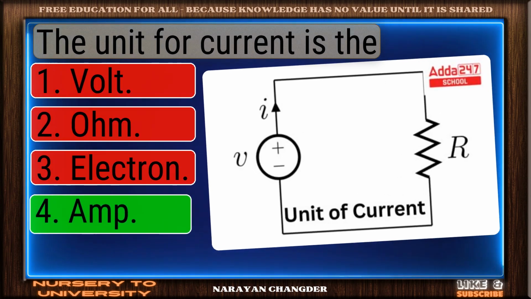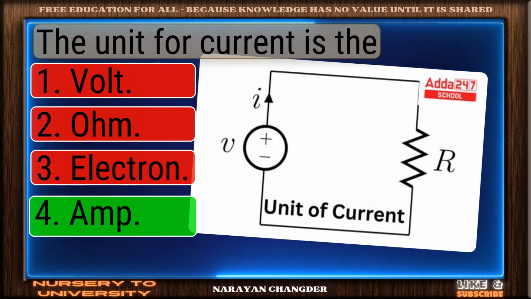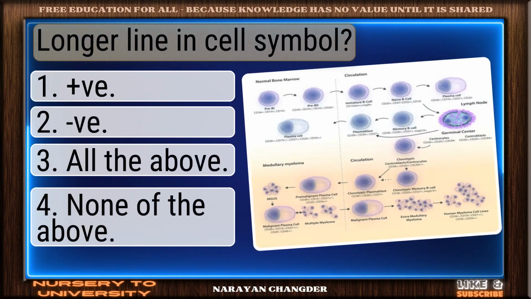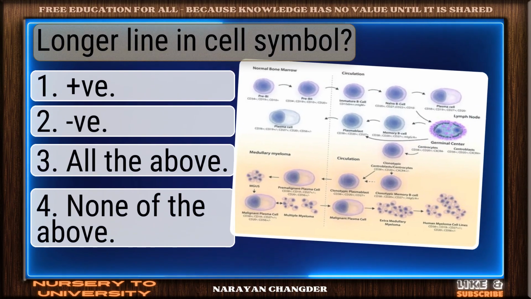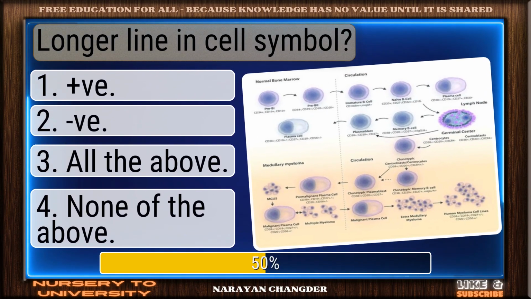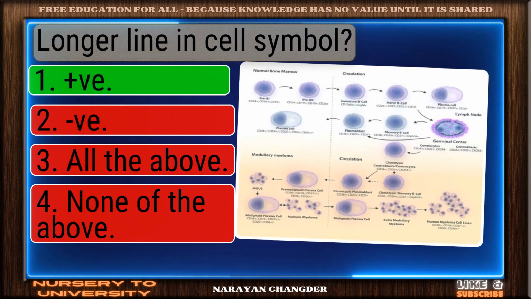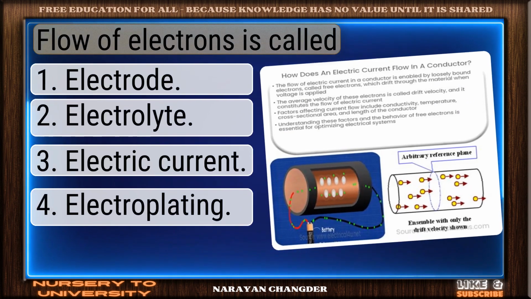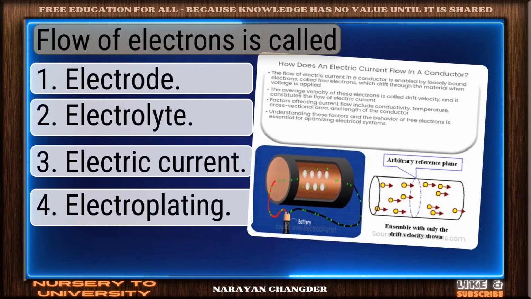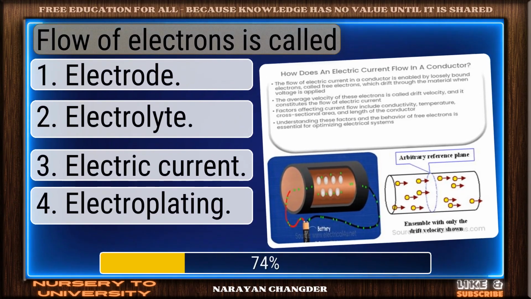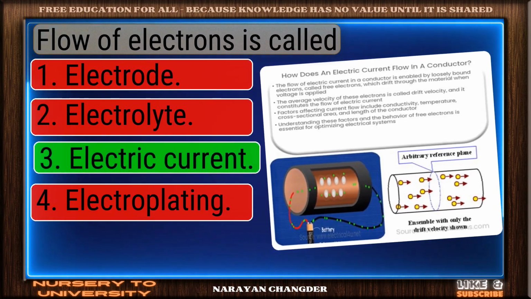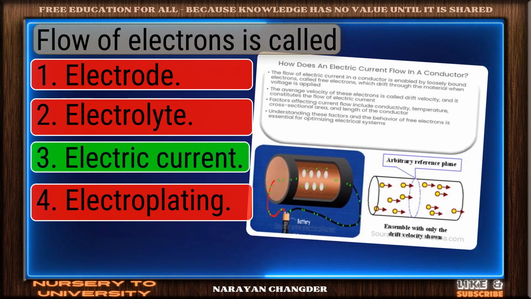Smart pick. Amp is the correct choice. Question number 253. Longer line in cell symbol. Nicely done. Plus V is a solid answer. Question number 254. Flow of electrons is called. Perfect. Electric current is the correct choice.